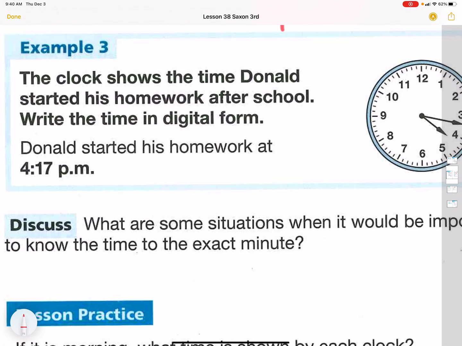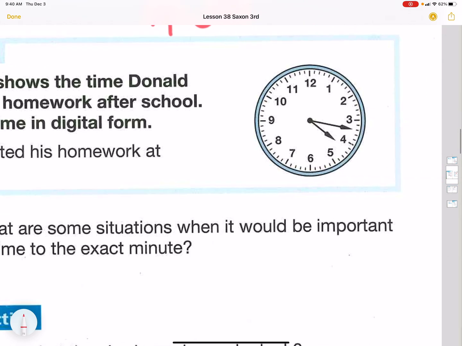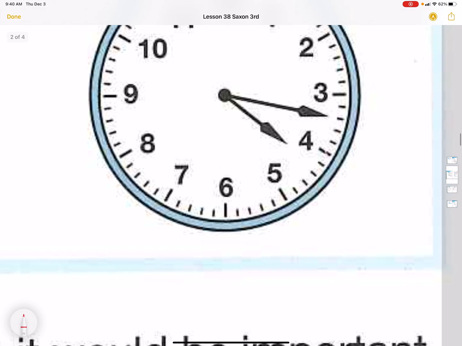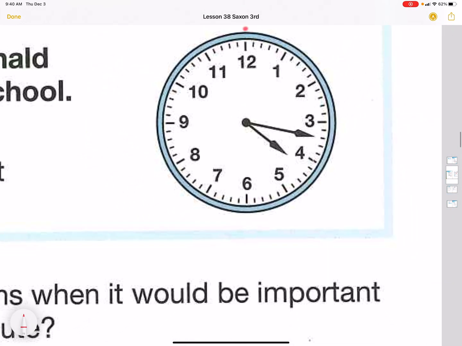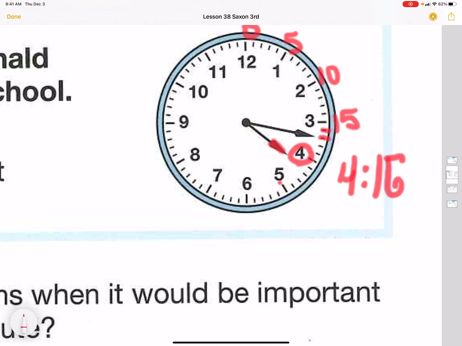Number 3, the clock shows the time Donald started his homework after school. Write the time in digital form. So we're going to pretend we don't see the answer right there. Take a look at this. We start here, 0, 5, 10, 15, all right? 16, 17, yes. The hour hand is after 4, but not yet to 5, so we know the hour is 4. The minutes are 17. Sorry.